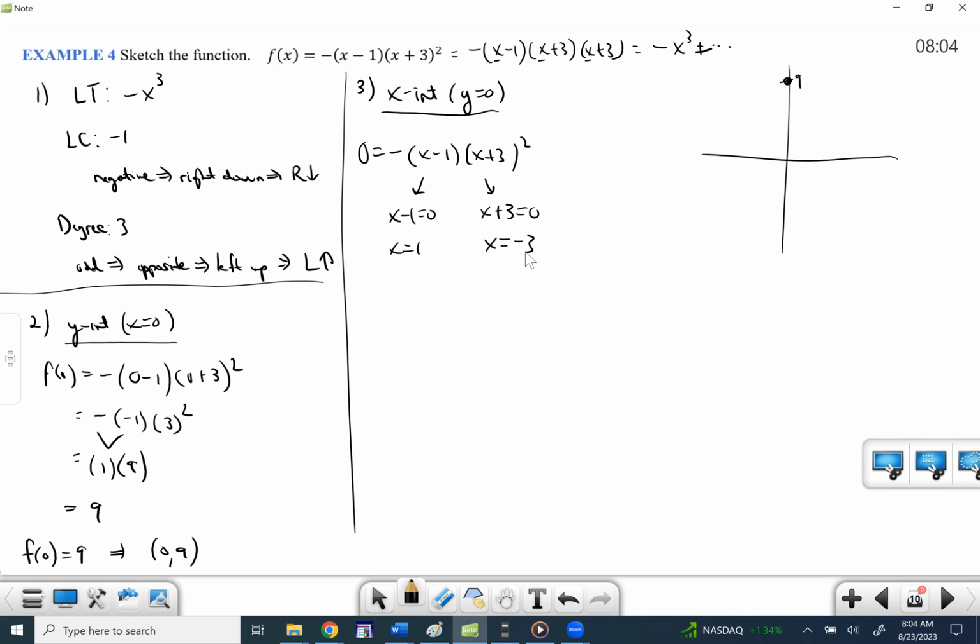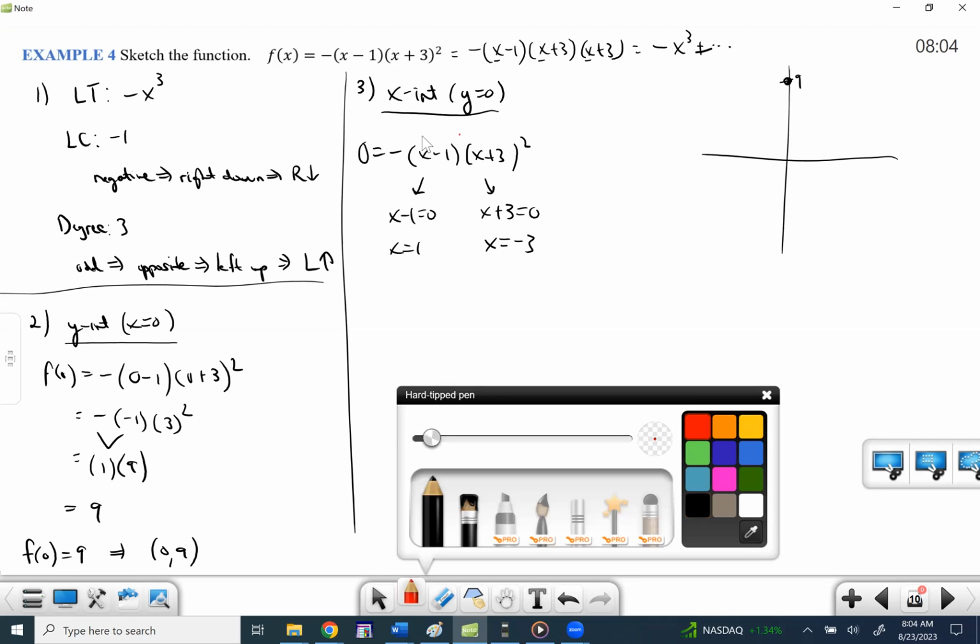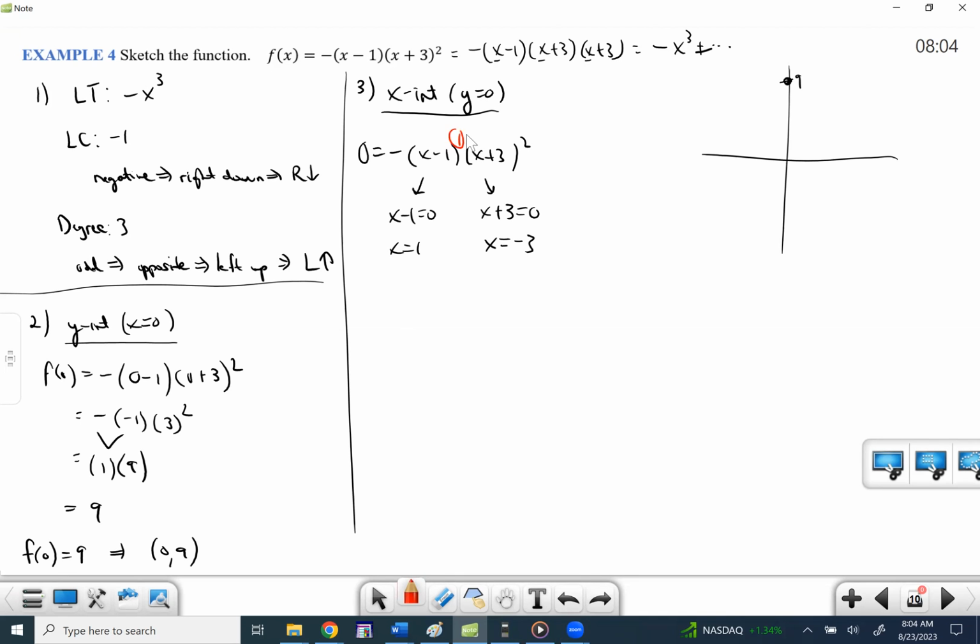Now, as for the multiplicity, the multiplicity is just the exponents. So this one's going to be multiplicity 1, which means that's going to be a cross. I gave you some time to think. And this one's going to be multiplicity 2. See if you can think about what it's going to be. We got tangent, right? Even is going to be tangent.